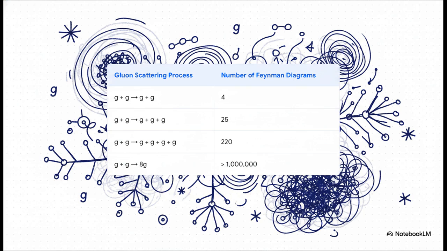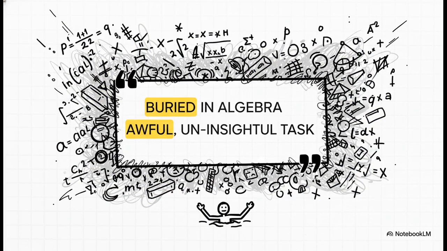And just look at how quickly things get completely out of hand. Take gluons. These are the particles that literally glue atomic nuclei together. If you want to calculate what happens when two of them collide and create two more, you need to work through 4 of those Feynman diagrams. Okay, that's manageable. But what if you add just one more gluon to the final result? Suddenly, you're at 25 diagrams. Add another, 220. And if you want to see what happens when 2 gluons create 8, you are looking at over 1,000,000 diagrams. 1,000,000! And you have to remember, each one of those 1,000,000+ diagrams is its own complicated piece of math. Trying to add them all up is, as our source material says flat out, an awful, uninsightful, and in many cases, impossible job.